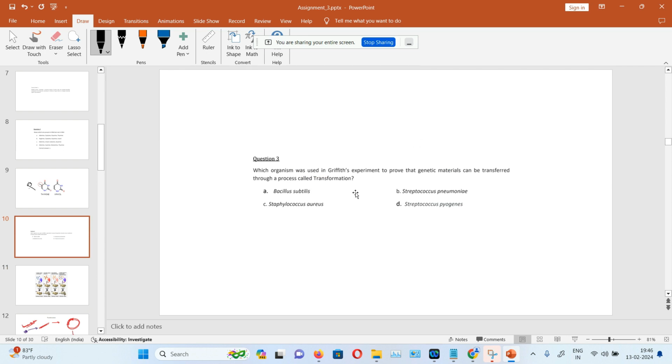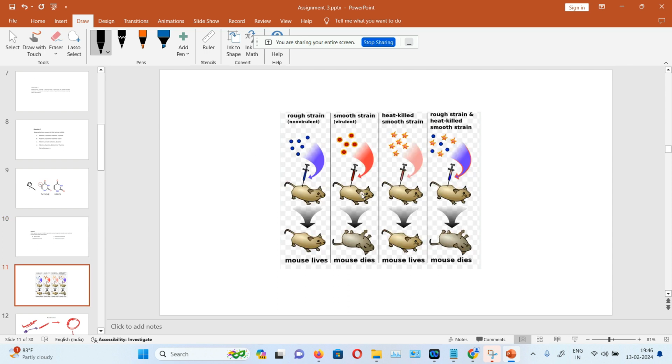Which organism was used in Griffith's experiment to prove that genetic material can be transferred through a process called transformation? So this is the experiment in which there are two strains of a particular disease. Now I am not saying the disease name. One is the rough strain, because the cell wall is rough and exposed. There's a smooth strain. It contains some extra protective layer around the cell wall such that it appears to be smooth, and it's actually immune against the immune system of the organism.